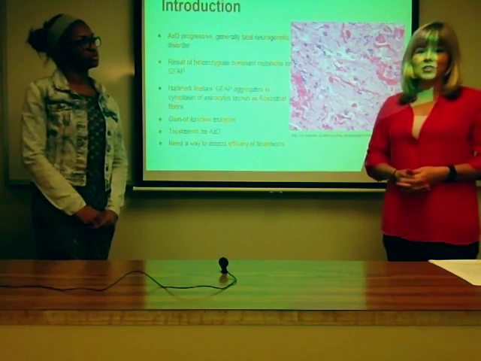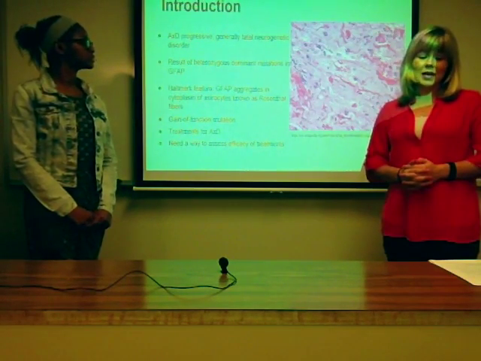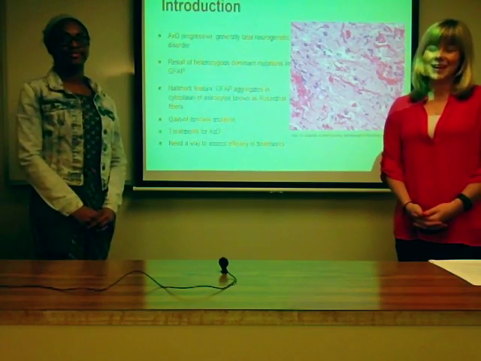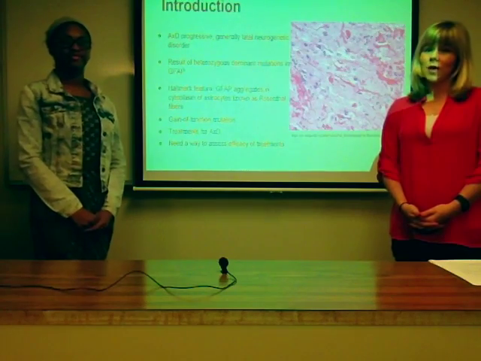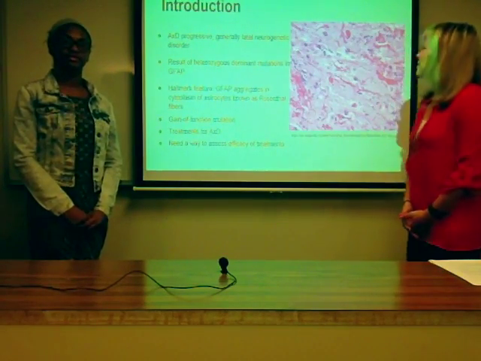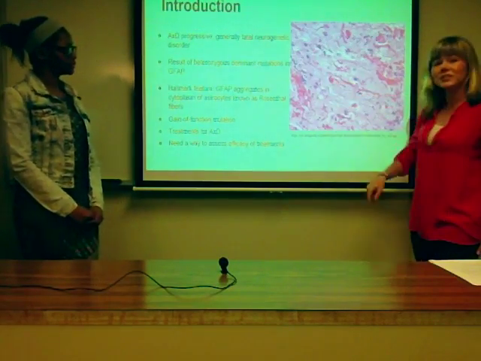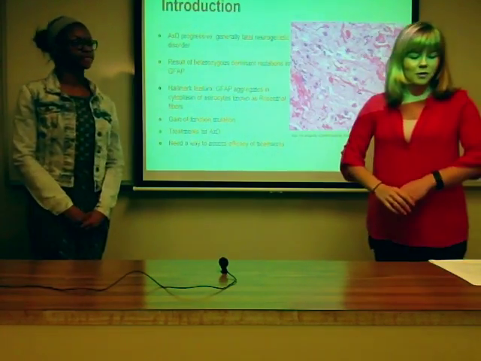And the hallmark feature, as Imani already mentioned, is the Rosenthal fibers, which are GFAP aggregates in the cytoplasm of astrocytes. You can see them here in this picture. It's the darker pink, magenta-like structures. And so those are the Rosenthal fibers.